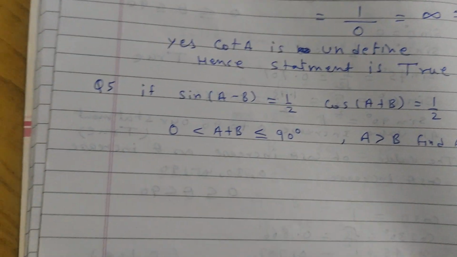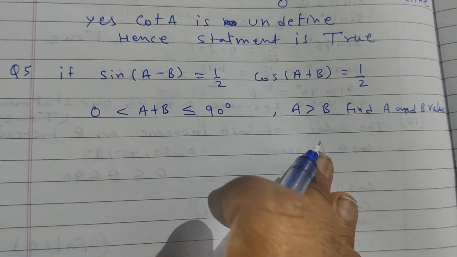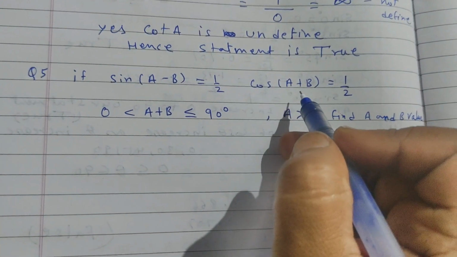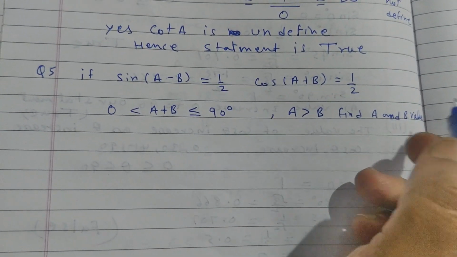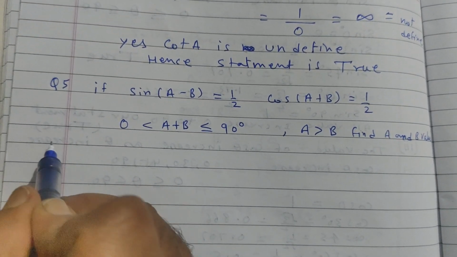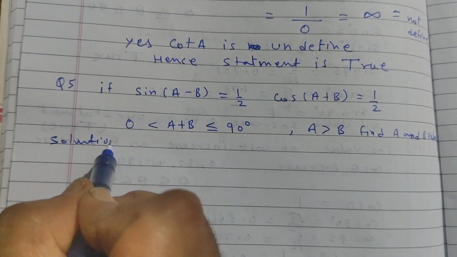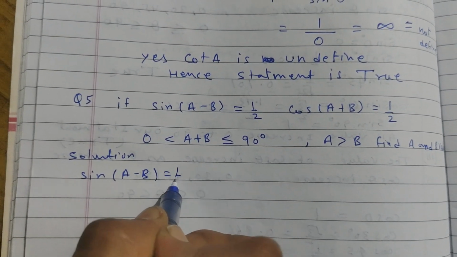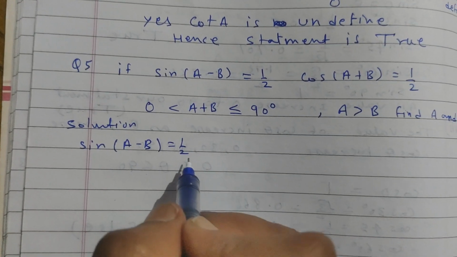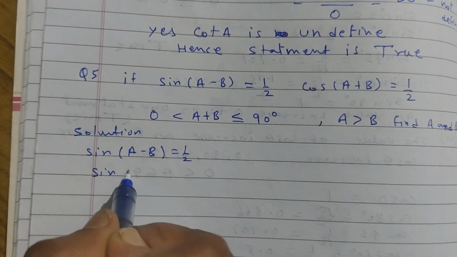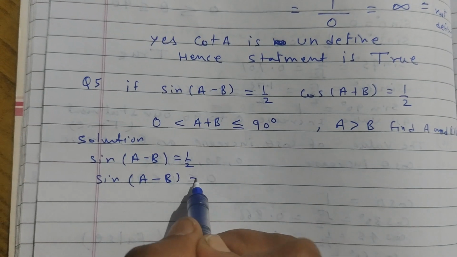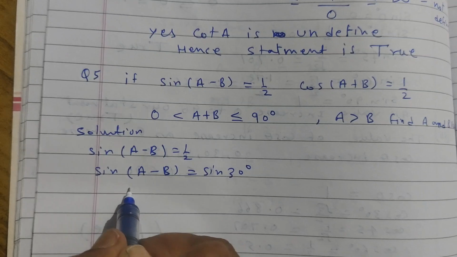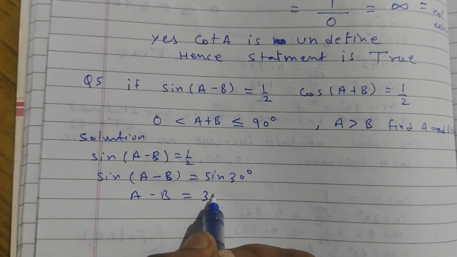Here, question number 5 is that sin (A minus B) is 1 by 2 and cos (A plus B) is 1 by 2. So, now the solution. Given sin (A minus B) is equal to half, and this value is half. Sin (A minus B) is equal to sin 30 degree. So sin cancels, then A minus B is equal to 30 degree.